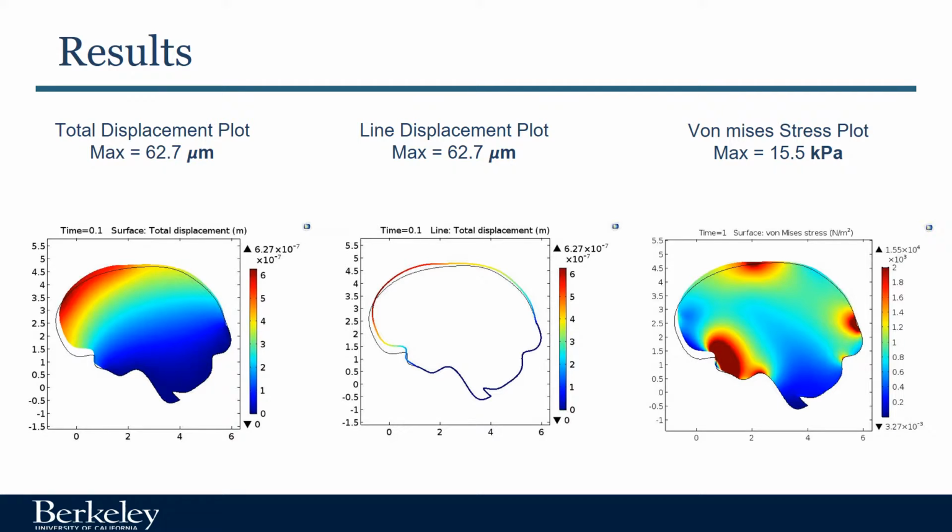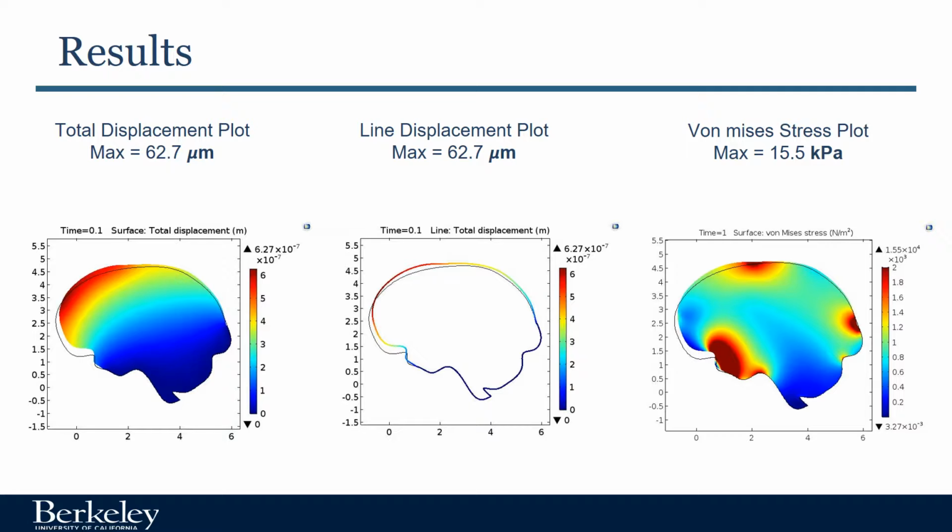The COMSOL simulations were analyzed to obtain deformation and stress results for a 1300 Newton force applied to the frontal lobe of the brain. The results yielded a maximum displacement value of 62.7 micrometers at the first time step of 0.1 seconds, which occurred near the applied force. These results are shown in the left figure and in the middle figure as well. The maximum stress value obtained was 15.5 kilopascals at a time step of 0.1 seconds, but was observed at the edges of the boundary constraints and the boundary loads.